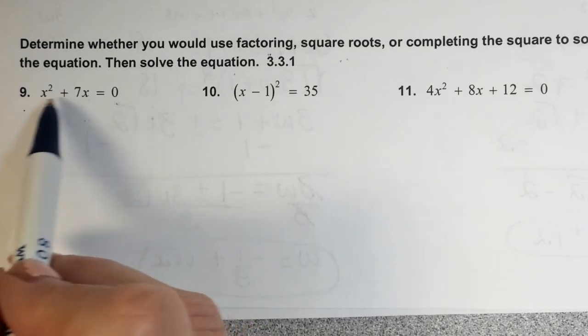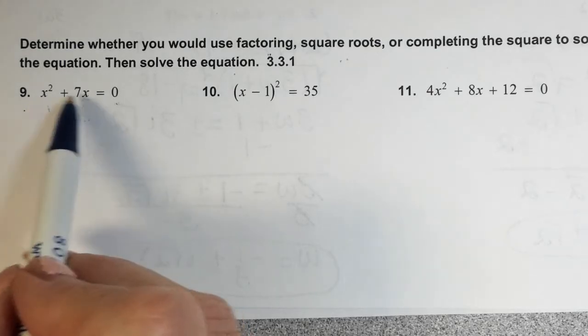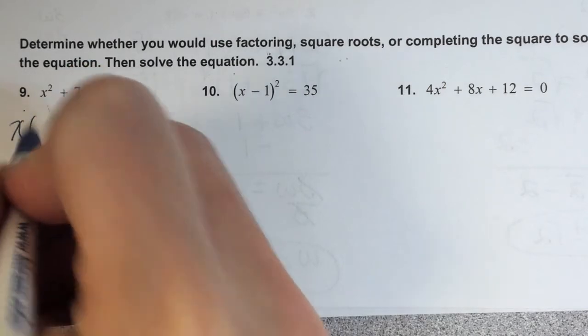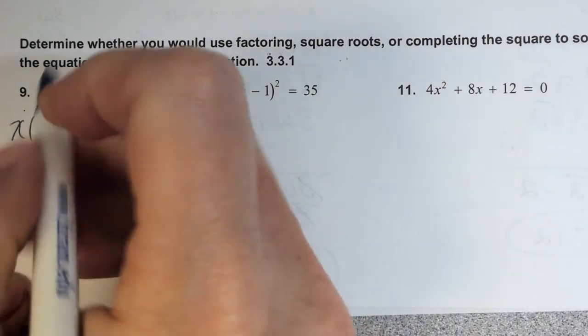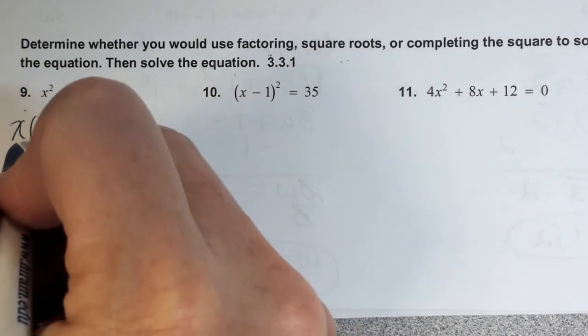Yeah, but specifically, what is the greatest common factor? What can I factor out of these two? X. So I can take out an X. What is X squared divided by X? X plus, what's 7X divided by X?